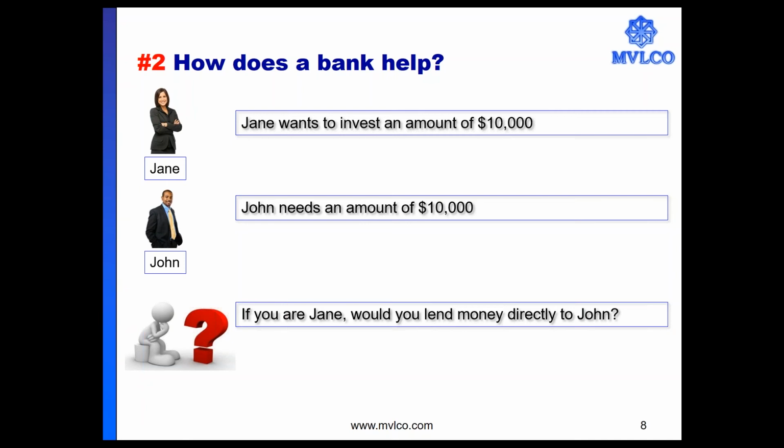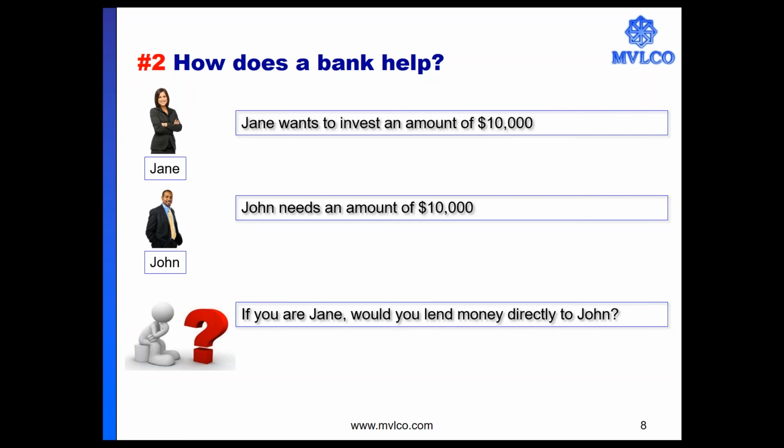Let us take one more point. Jane wants to invest this money for a period of 1 year, but John needs this money for a period of 5 years. This is what I will call maturity mismatch. She has money, the amount needed by John is also identical, but the time for which John needs this money and the time for which Jane wants to invest this money do not match. This is called maturity mismatch.